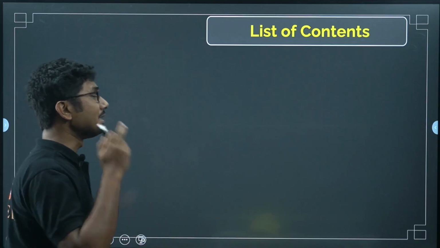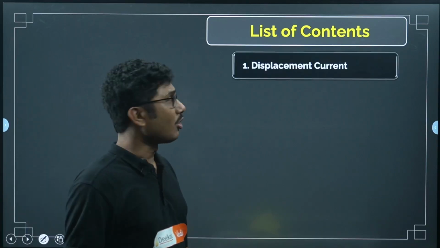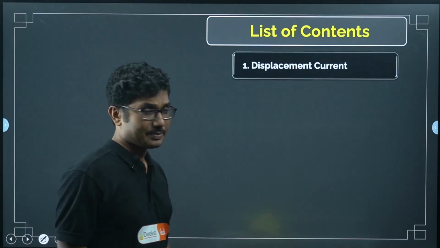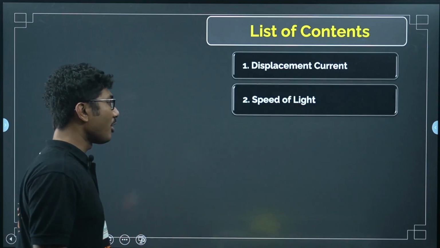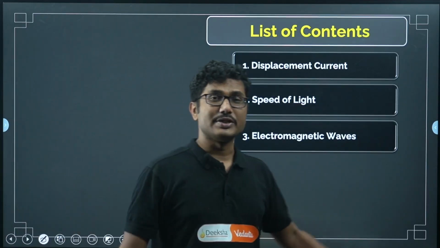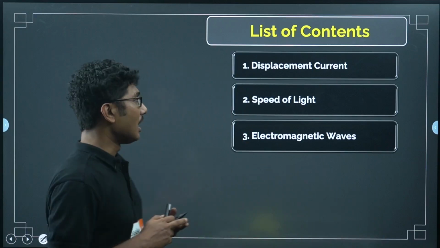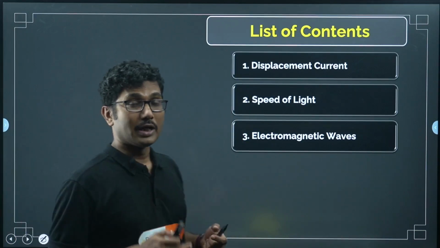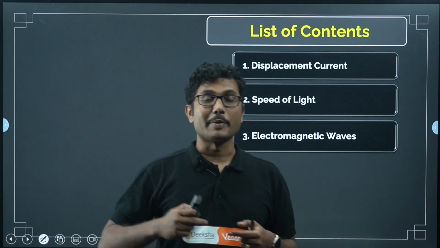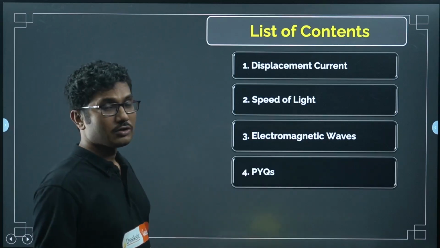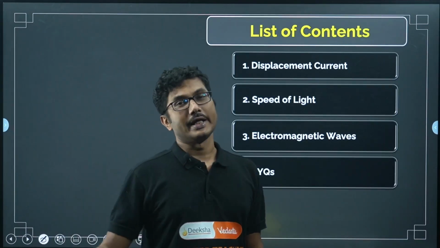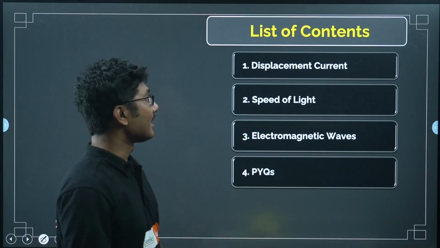Now let's start with the list of contents. List of contents is very small. First we will start with displacement current, which is a theoretical concept. Next is speed of light, very important. Then electromagnetic waves. Here we are going to discuss everything. For example, how the electromagnetic wave is produced, electromagnetic spectrum, everything will be covered in this part. Then we will solve previous year questions. Then you can go home and you can relax.